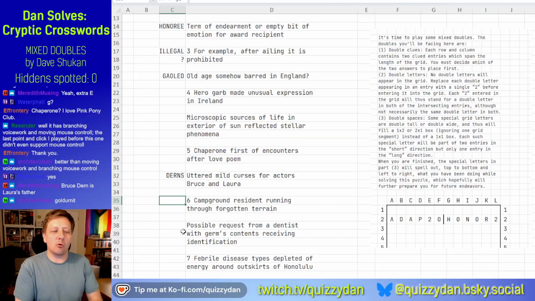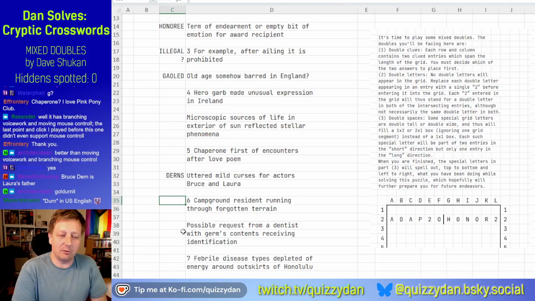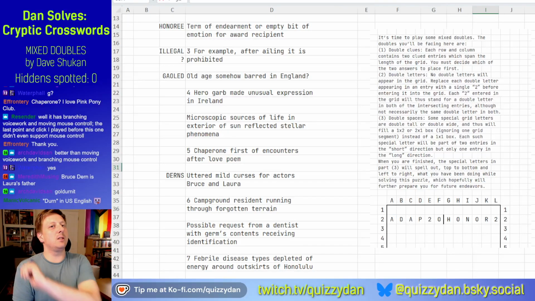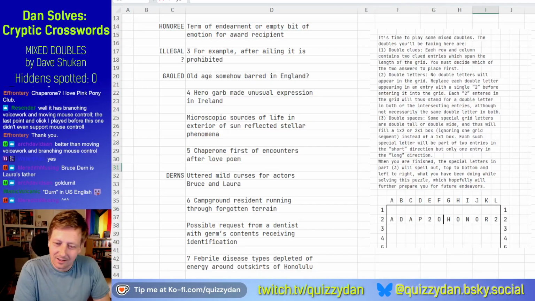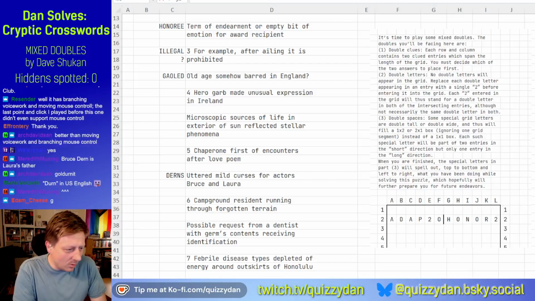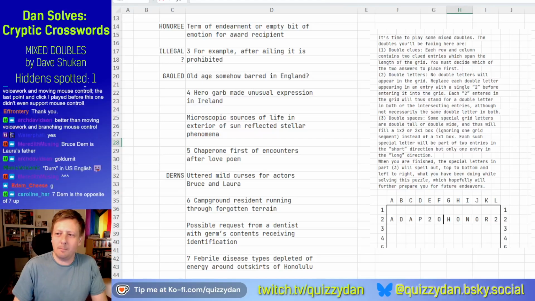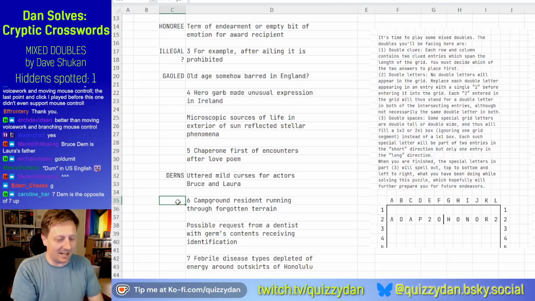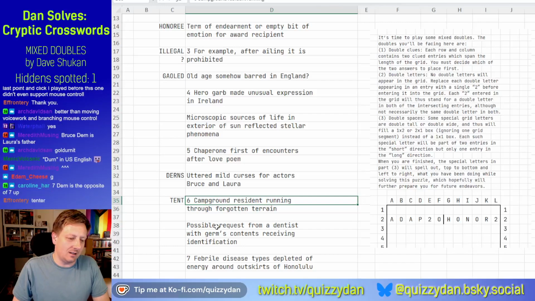I don't mind that. Campground resident running through forgotten terrain. Happy with this? I'll give this a few seconds. I'm happy with US English, Manic. I am happy with it. This is one of my favourites, and that's interesting. Counter's not working. Come on, why are you not working? I set you up earlier. Right. Thank you. There we go. Go for 6. It's the opposite of 7 up. Excellent. It's hidden in forgotten terrain. It's a tent. There we go.